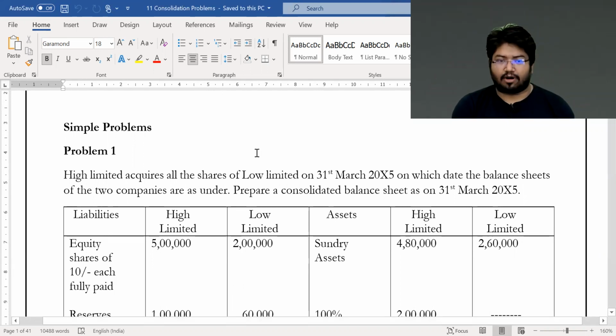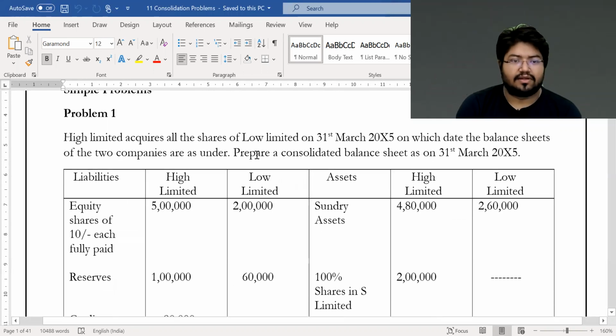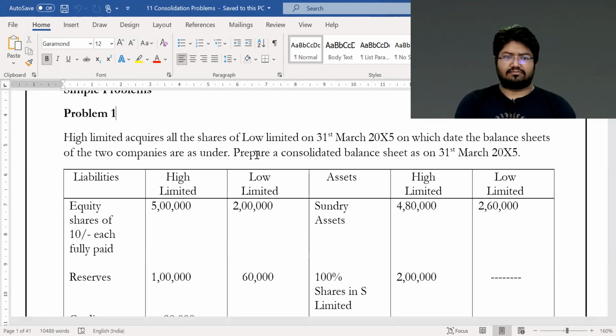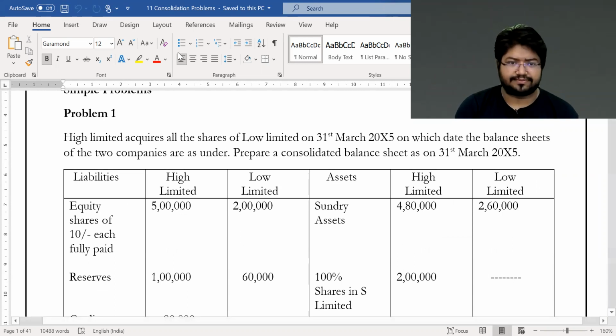So let's begin with the problems. The first problem I'll read out. Please see, we'll start with very small problems, and then we'll go ahead with big problems.